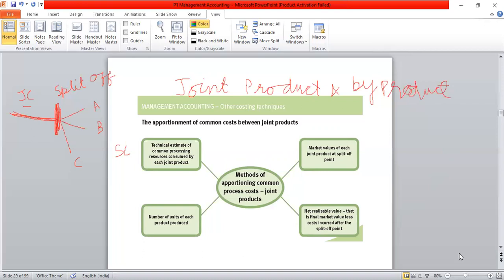So the various methods of apportionment of common cost between joint products is what we will look into. In the sequence in the examination kit, it is not given, but because we have done the topic, I will take it out from the material.